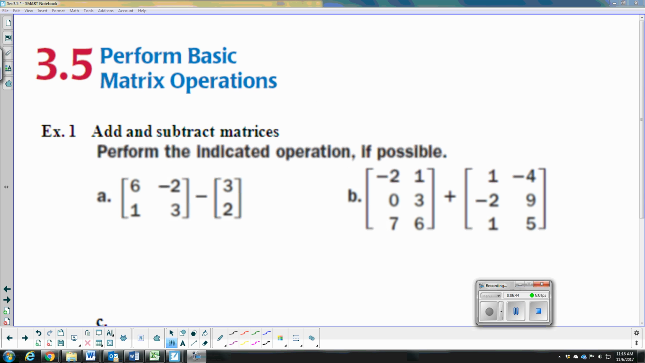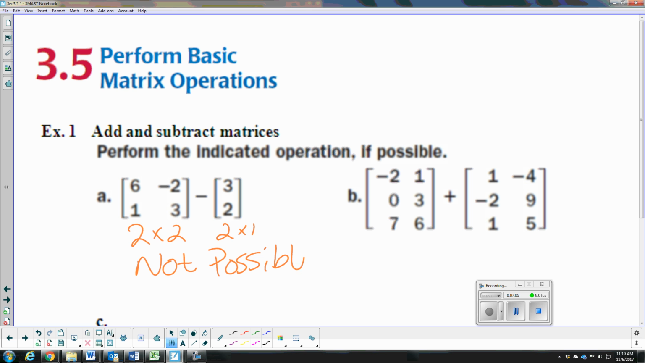So let's try a couple. It says perform the indicated operation if possible. So remember, you have to have the same dimensions if you're going to add or subtract. So first, this has 2 rows, 2 columns, and this has 2 rows, 1 column. So we cannot subtract these matrices. That is specific to adding and subtracting. We'll next lesson talk about multiplying matrices, but specific to adding and subtraction, you have to have the same dimensions.